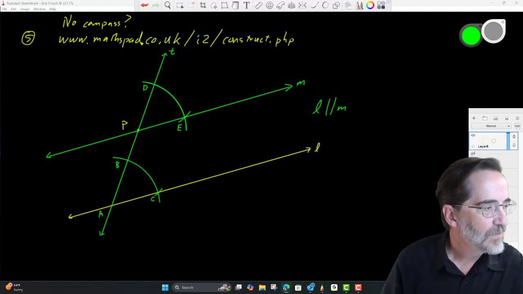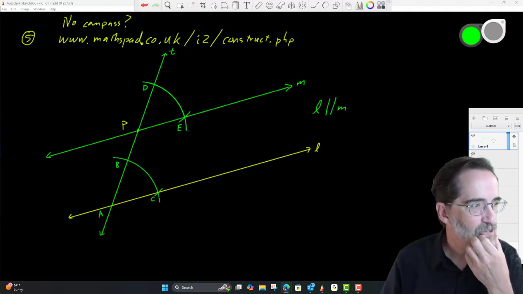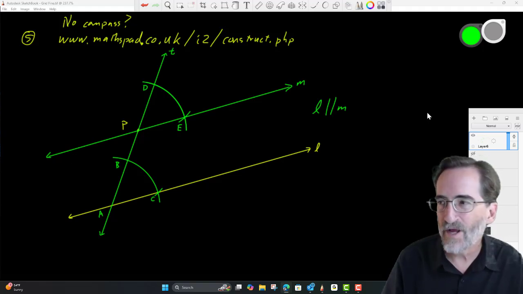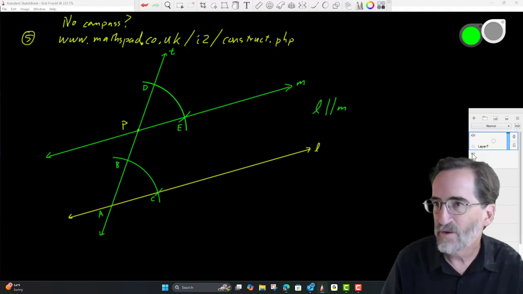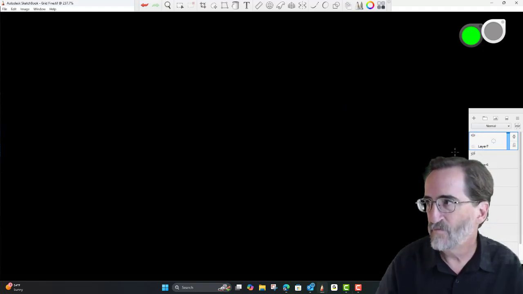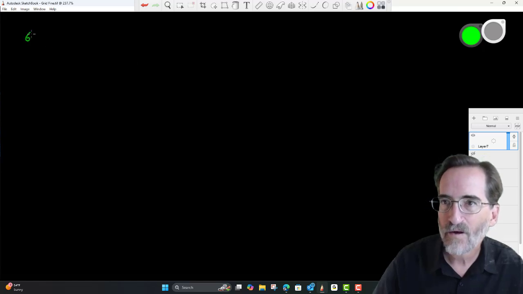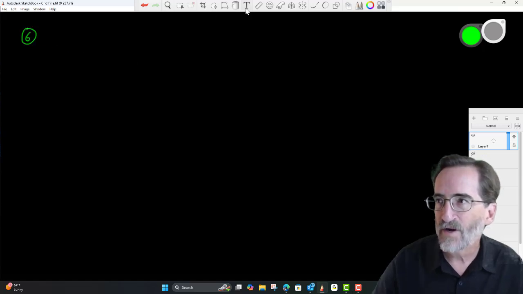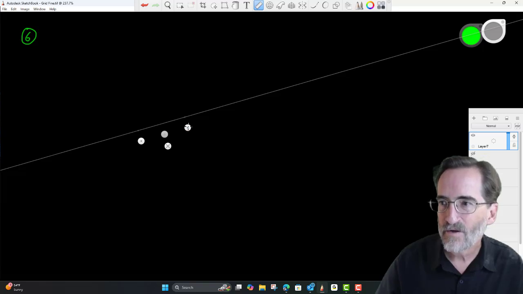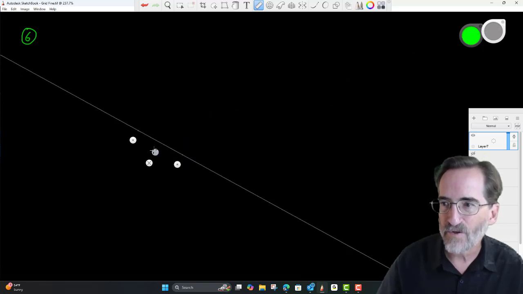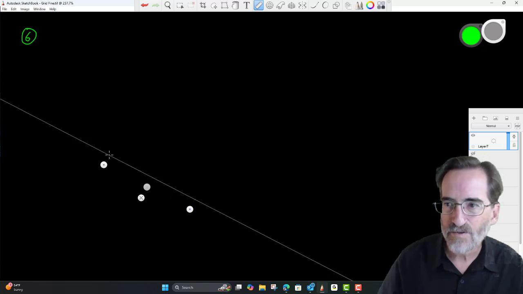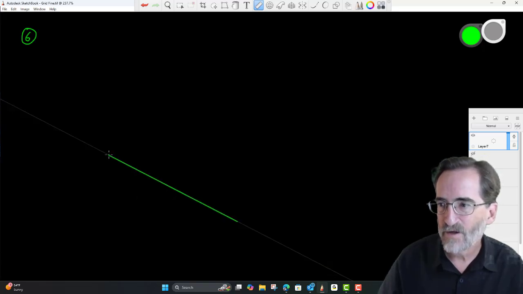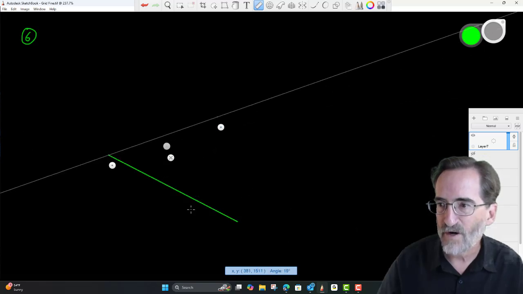Okay, we have an angle doubling construction. So we're given an angle and we want to double it. So let's go ahead and do that. Number 6. So we're given an angle. Again, you need a compass for this. If you don't have a compass, use the MathsPad link I gave you on question 5.